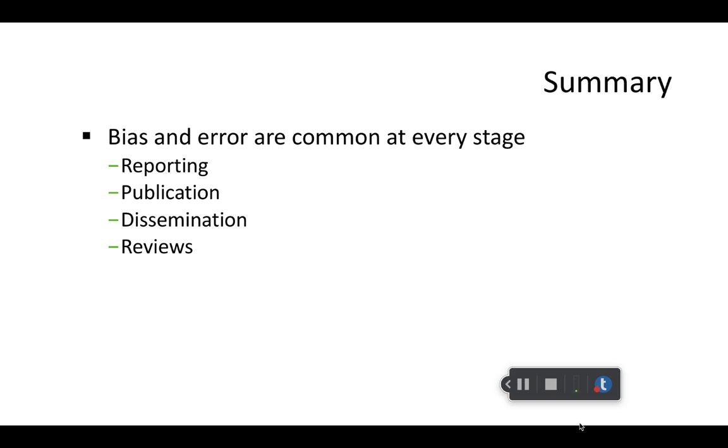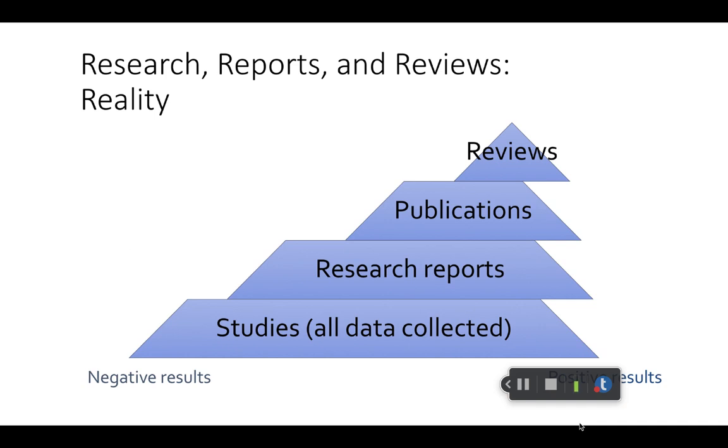So, to sum up, bias and error are common at every stage of the research process: in reporting the results of studies, in publication, in dissemination, and in research reviews. So, this is the problem.